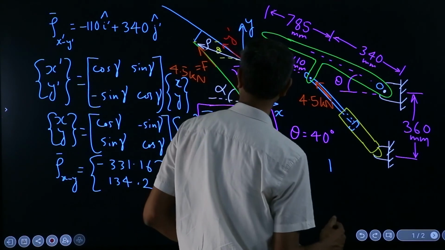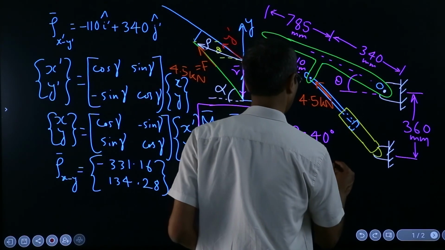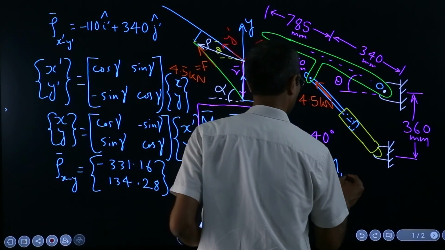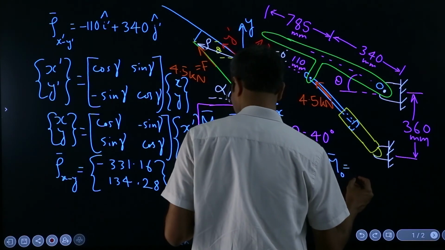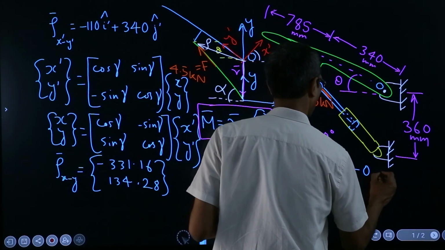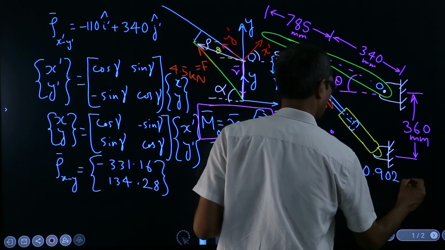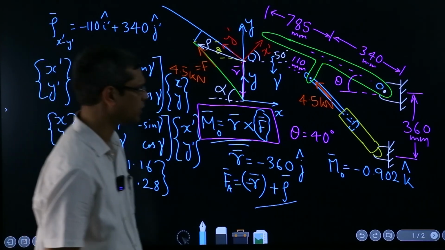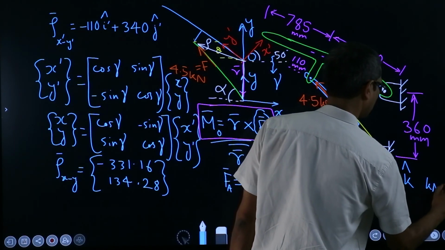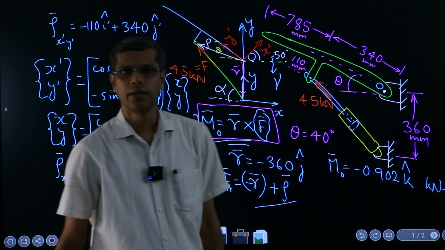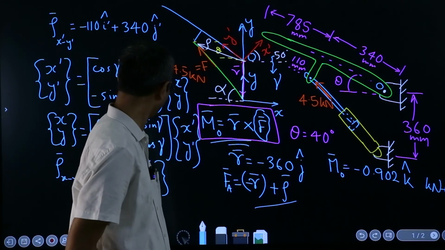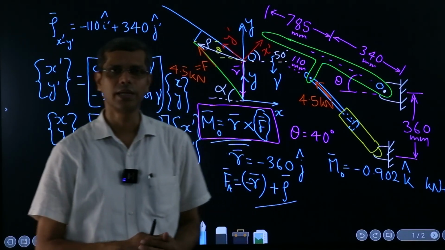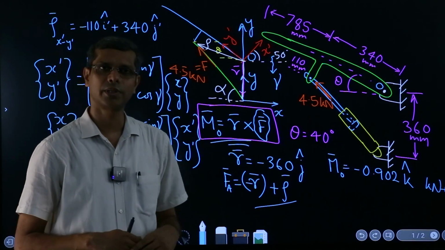And if you do M, you will get M naught to be minus 0.902 k, in kilonewton meter. So that's the method which I was referring to when I was saying second method we will see. So see you in some other video with some other problem. Thank you.